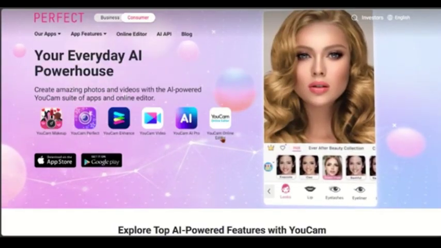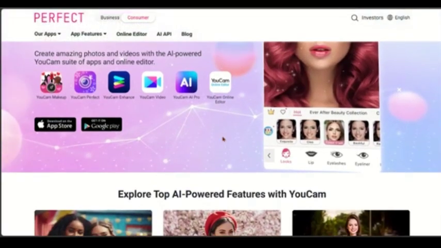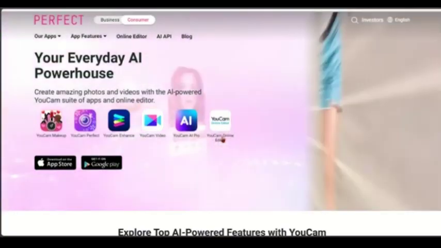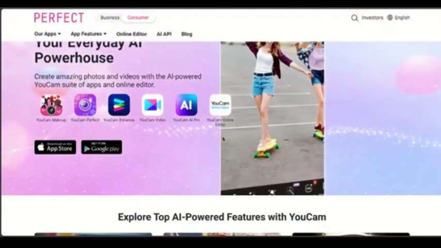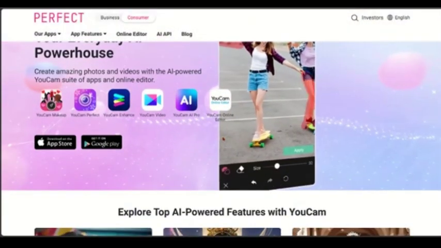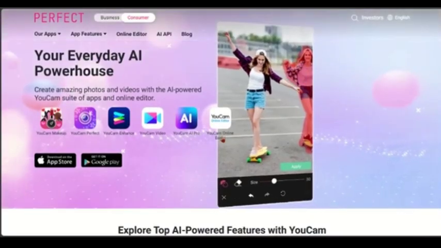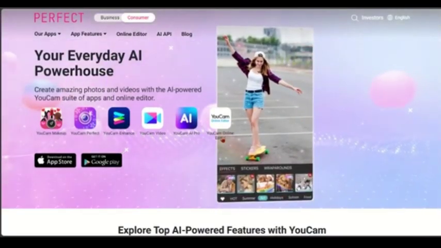Both of them use AI, but one is made for polished selfies while the other creates wild, original artwork. Which one should you use to level up your finance content? Let's find out. Let's start with ease of use.